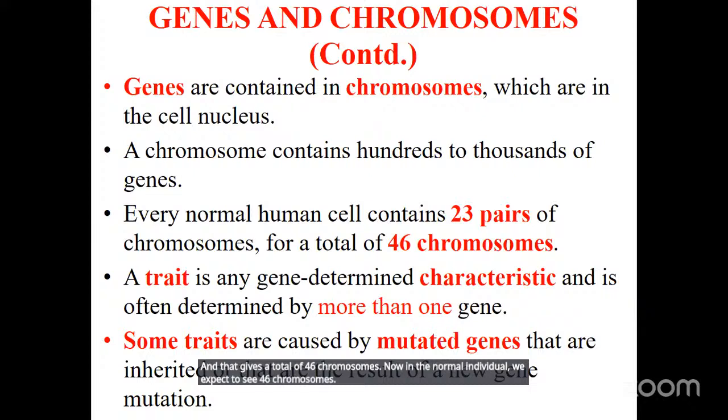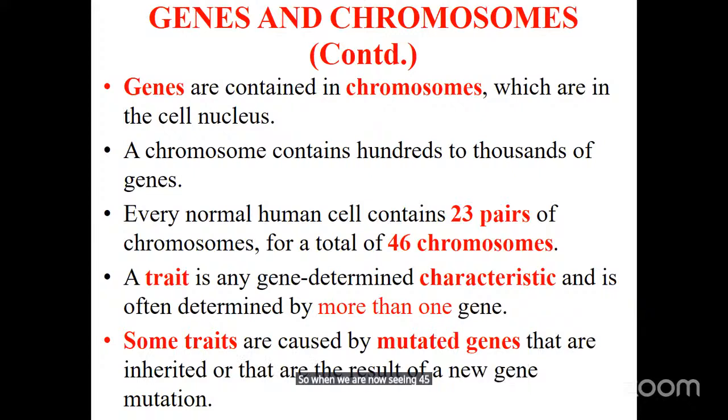So when we are now seeing 45, that's a chromosome missing. Or we are seeing 47, that means a chromosome has been duplicated. So a normal human being has 46.